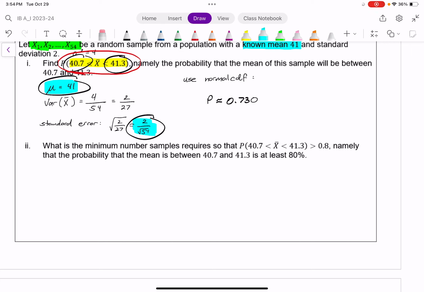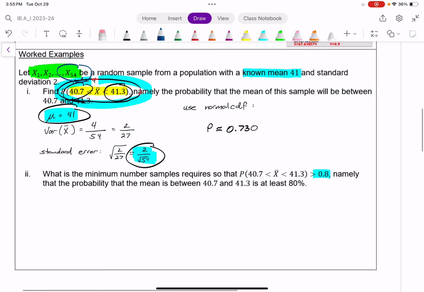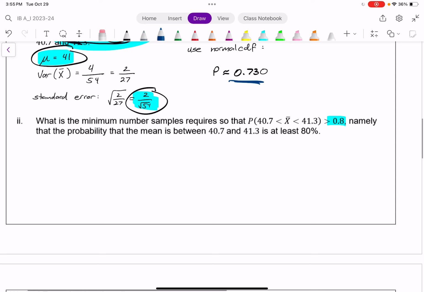The question is, what if this probability was going to equal 0.8 or be more than 0.8, which means at least 80%? How big of a sample would we need to see for that to be the case? I know it must be more than 54, because with a sample size of 54, our probability was close to 80%, not quite. Yet we know the larger the sample, the more likely our values will be closer and closer to the mean. But I just don't know what the value is.